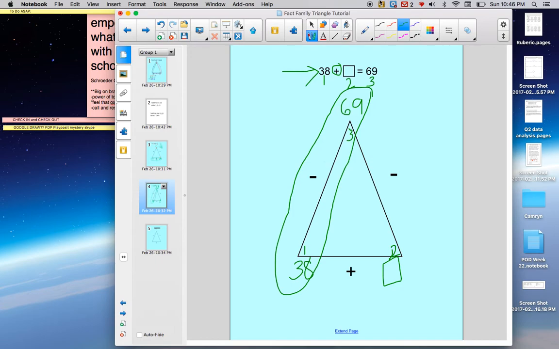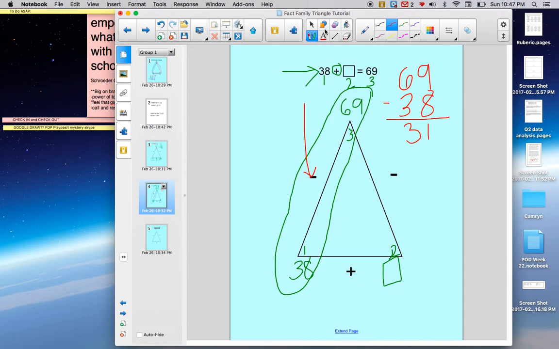So my symbol in between is subtraction. 69 take away 38. And I'm ready to subtract. I got to look at my top number. Is 9 bigger than 8? Yes, it is. So all I have to do is subtract. 9 minus 8 is 1. 6 minus 3 is 3.